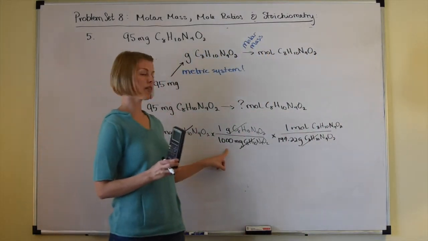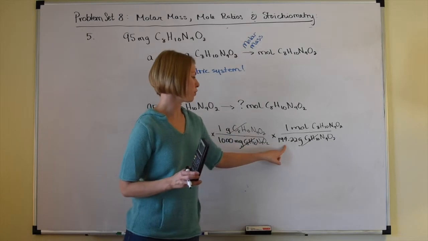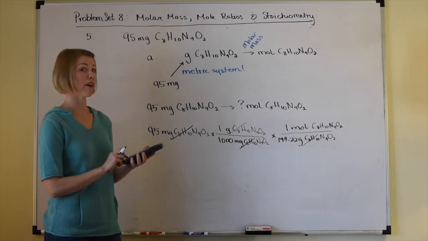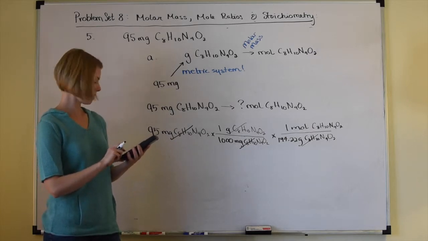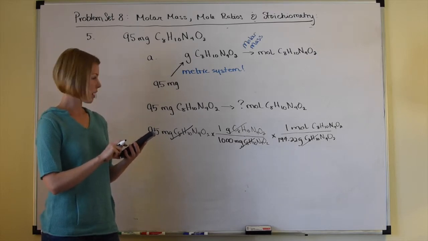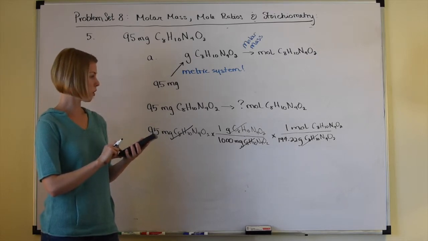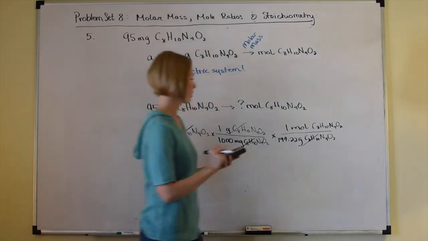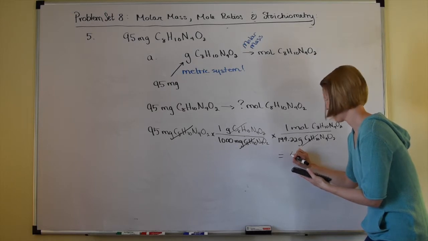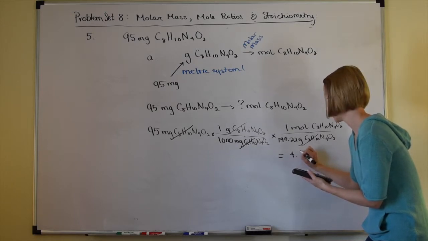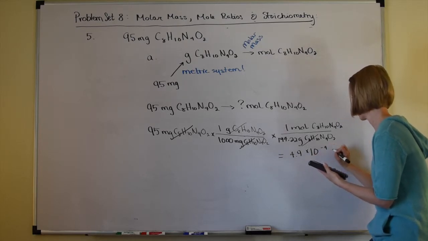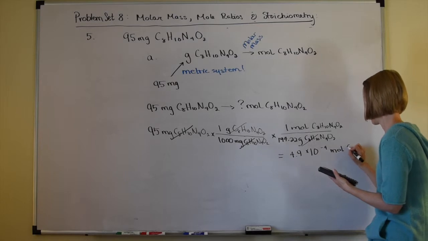95 divided by 1,000 divided by the 194.22 grams for the molar mass of the caffeine. Okay, so 95 divided by the 194.22. Put my answer down here. I get 4.9 times 10 to the negative 4 moles of caffeine.